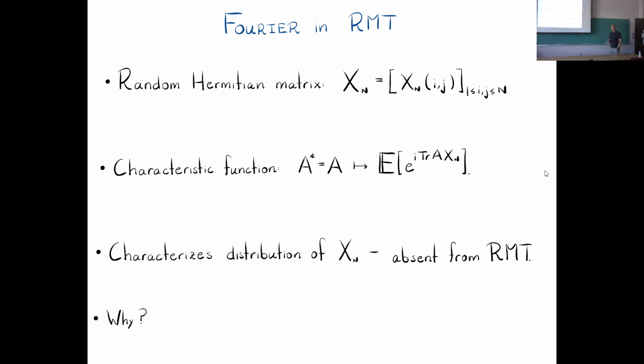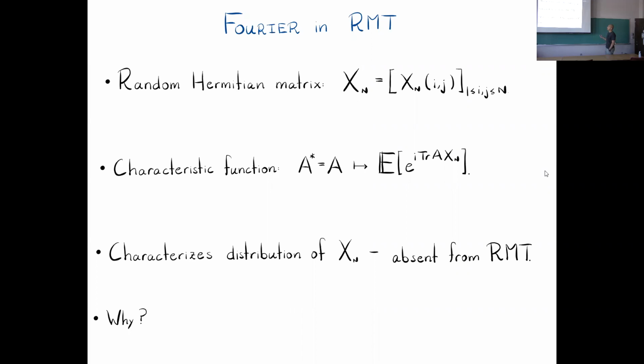there's no Fourier transform. There's no characteristic function ever in a random matrix theory class. You just don't see it, which is kind of surprising because it is one of the main technical tools to prove limit theorems of classical probability. And it's even more surprising because there's no problem to define what this means, right?